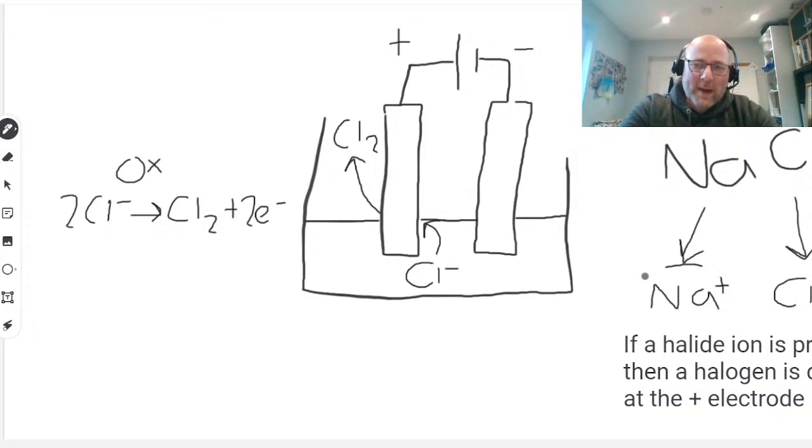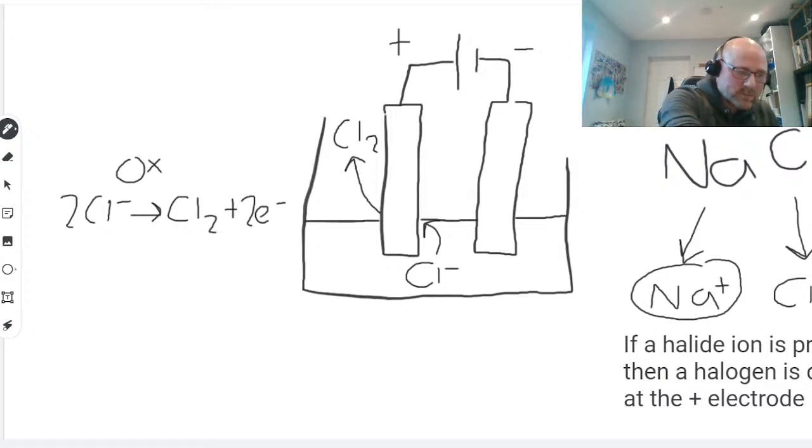Now, here's the difficult bit. Is it the sodium ions or the hydrogen ions? They're both positive. There's only one can be the winner. Who's going to the negative electrode and getting discharged? So you guys have got the four ions, but who's going to the negative electrode and being discharged? Is it hydrogen ions or is it sodium ions?